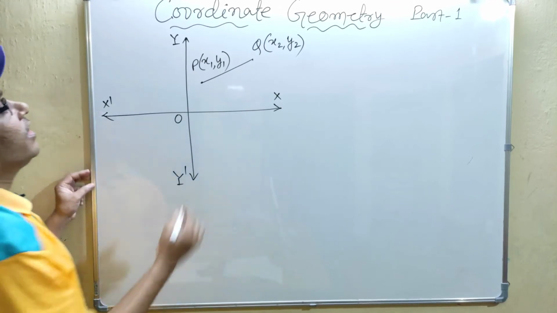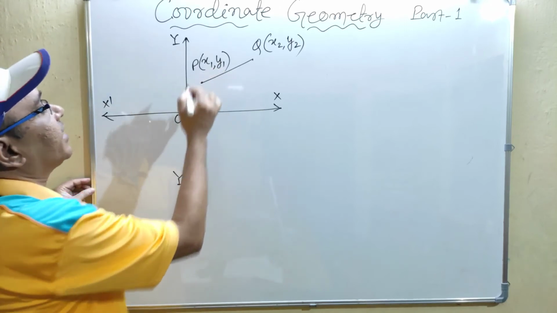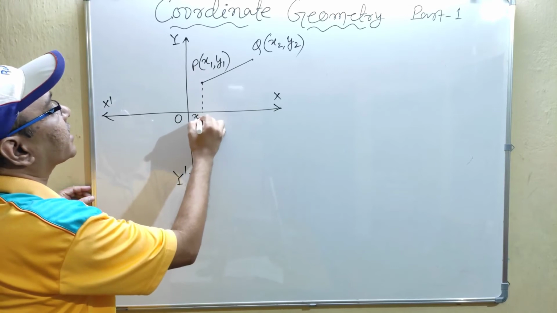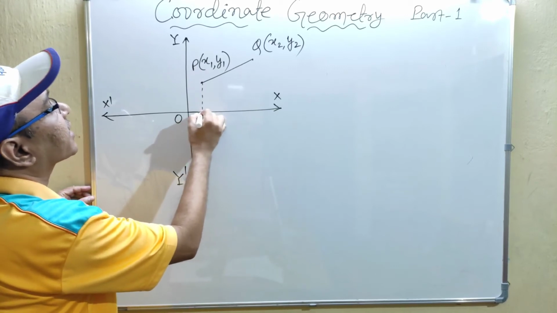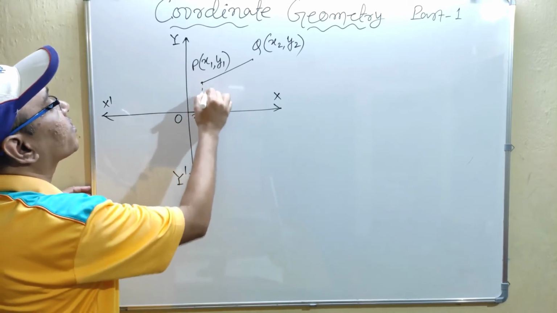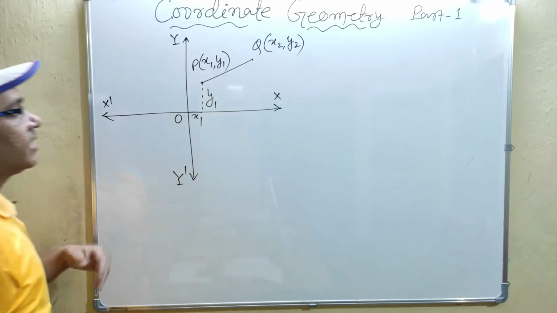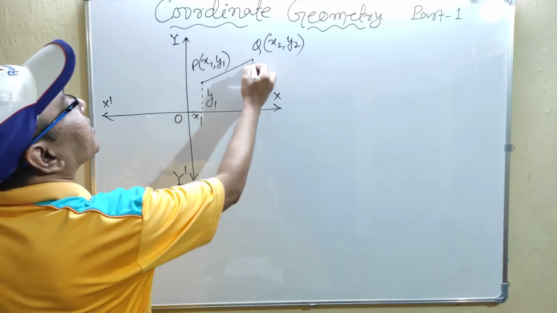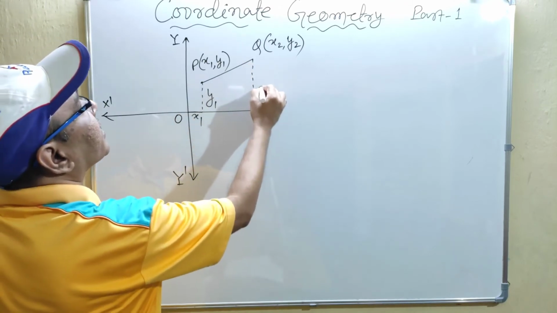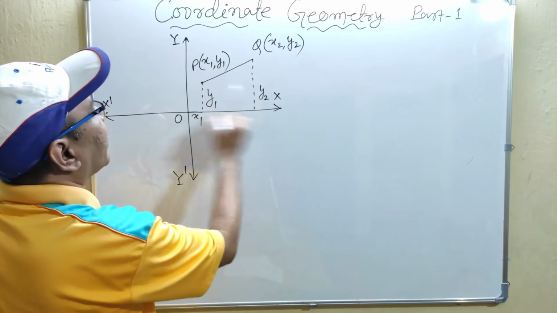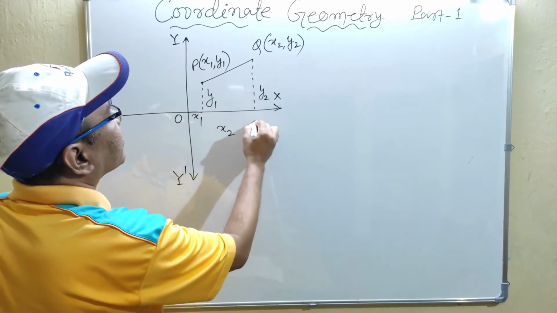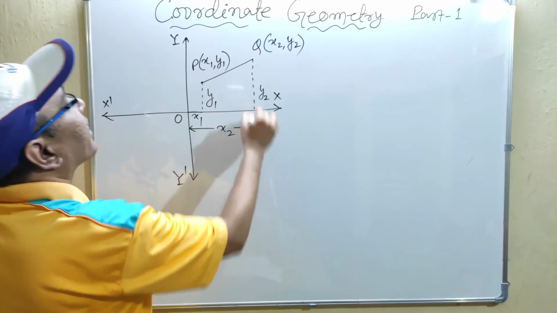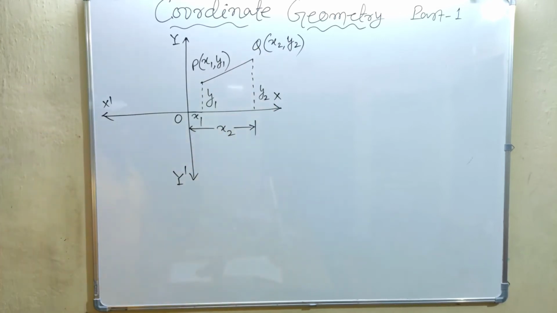See, point P is given as (x1, y1), it means its distance along the x-axis is x1, and its distance along the y-axis is y1, its height is y1. This point is given as (x2, y2), it means its height is y2 and its distance along the x-axis is x2, and this height is y2.